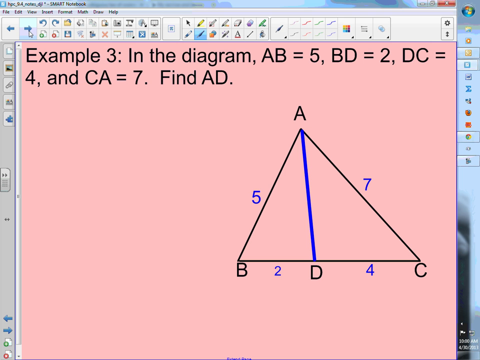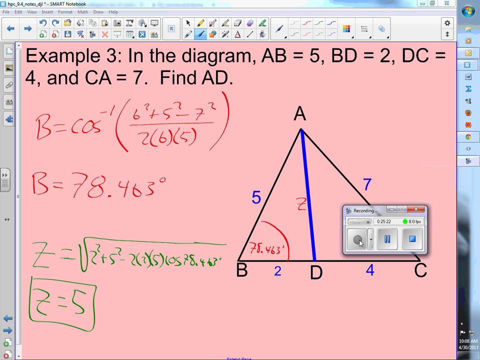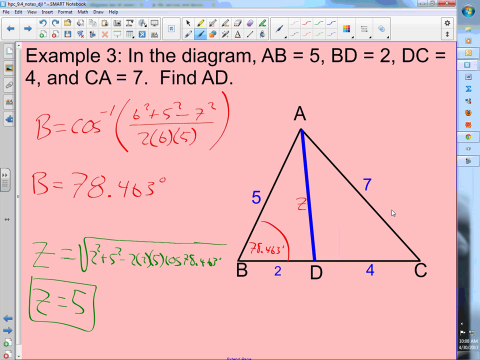Take a minute, see if you can find AD on your own. Big triangle first, find an angle, then shrink down. Whether you find angle B or angle C, it just doesn't matter. That's up to you. If you found angle C first, then you would be doing law of cosines with the 7 and the 4 and angle C. We did angle B, it just doesn't matter. What matters to me is that it's crystal clear what your work is and what you're finding. This is the minimum. If you have more to show me, that's fine.